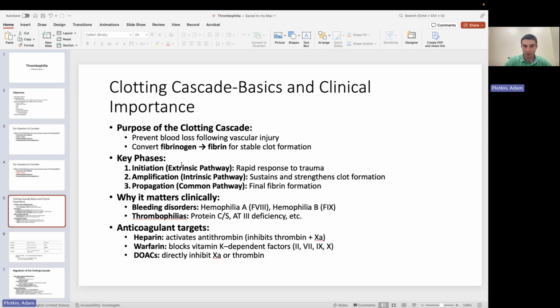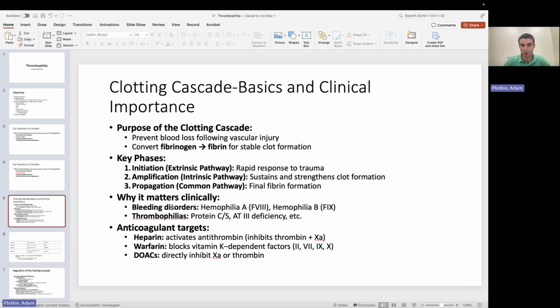Okay. There are 3 key phases. There's our initiation phase, which is really our extrinsic pathway, and that's going to be a rapid response to trauma. There's going to be the amplification phase, which is really run by the intrinsic pathway, and that's going to sustain and strengthen our clot formation. Then there's the propagation phase, our common pathway, which is going to help form that final fibrin that's going to form that meshwork to keep my clot together.